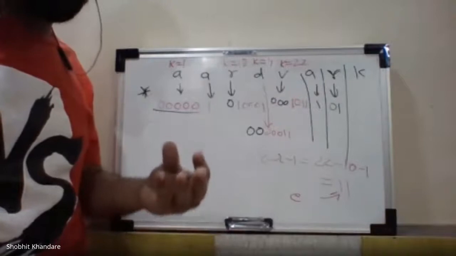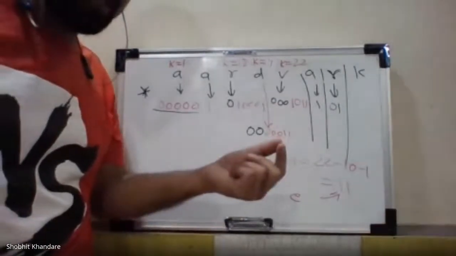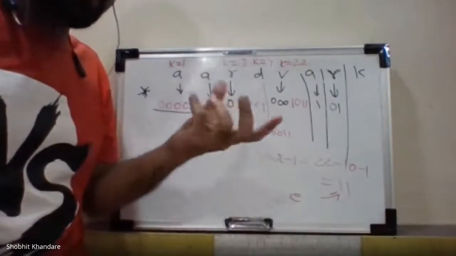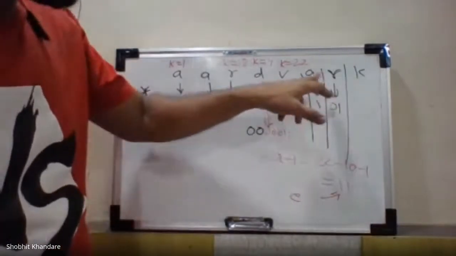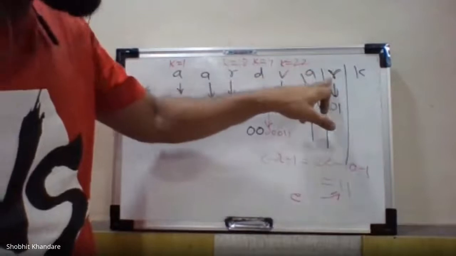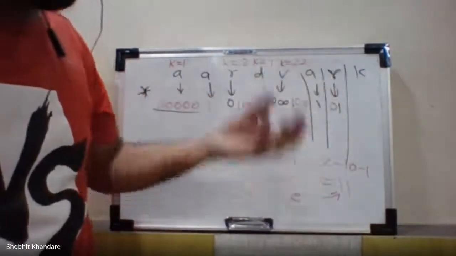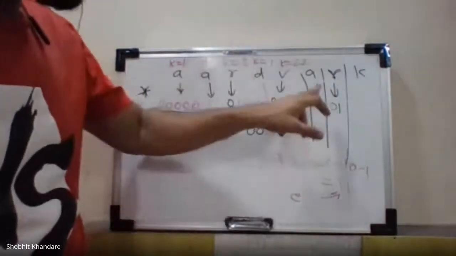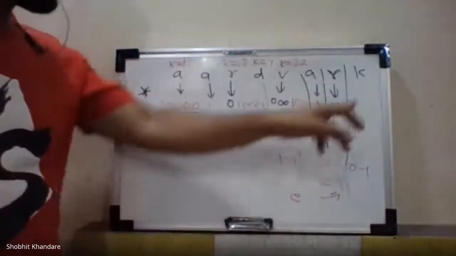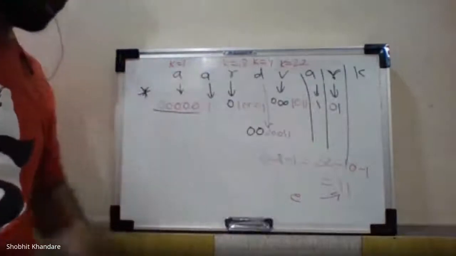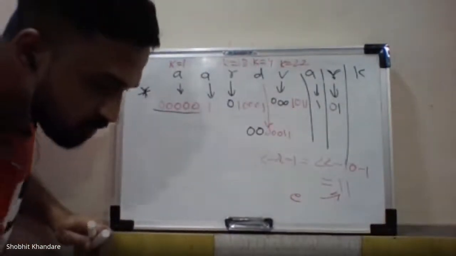That is why I was saying that whenever you build the tree, for a single step, use the updated one. Remember, after A is inserted and R is inserted, using that tree I have got the code for A as 1 and the code for R as 0, 1. So we'll see for the K now.